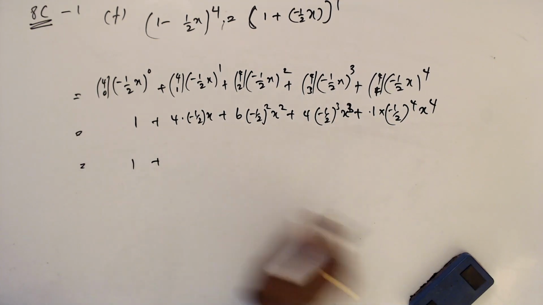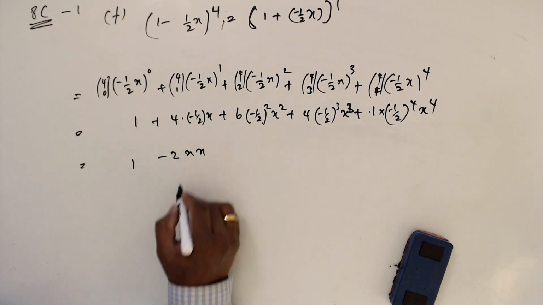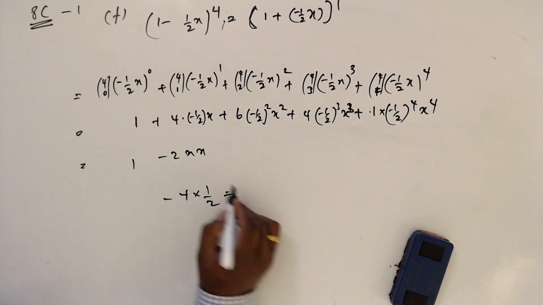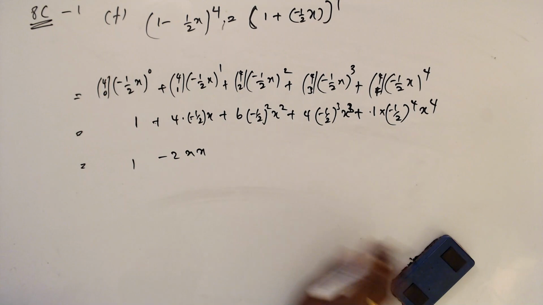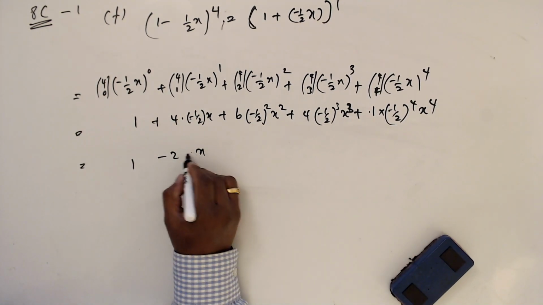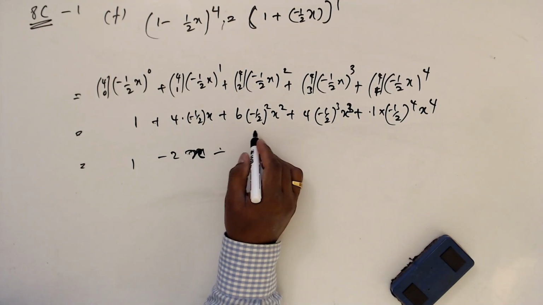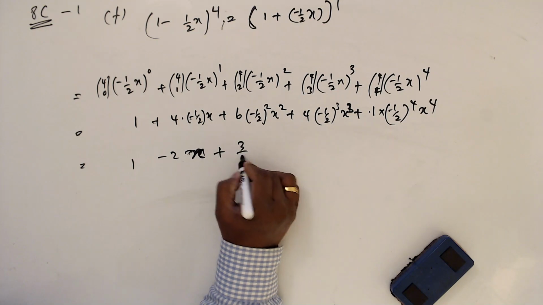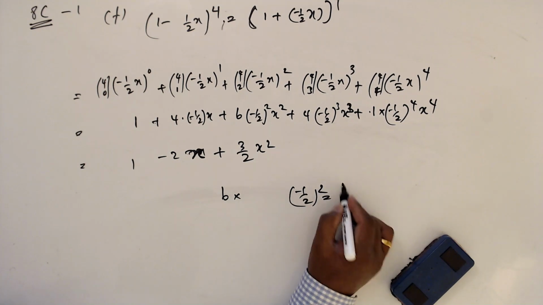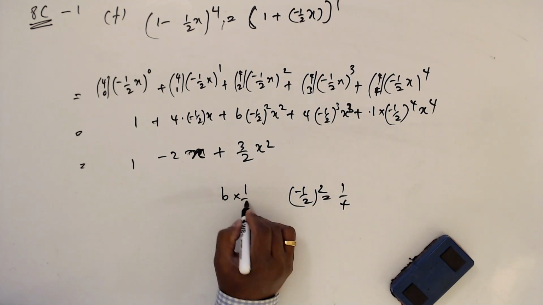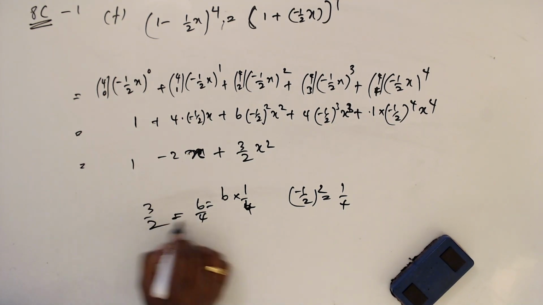1 plus 4 times, this is going to be minus 2x. 4 times half, minus times plus is minus, so minus 2x. Then this is 3 over 2 x squared. 6 times minus half squared means 1 over 4. So this is 1 over 4, 6 times it means 6 over 4. This means this is 3 over 2.